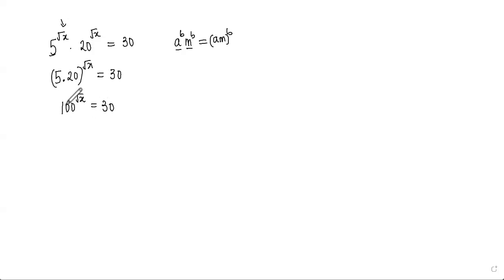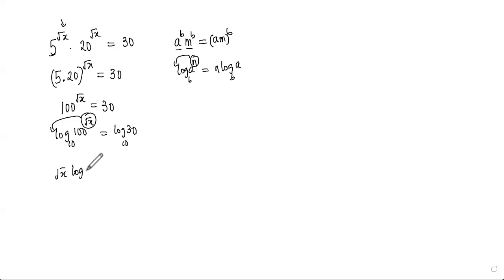Now, the next thing I want to do is to take the logarithm of both sides. I want to take the log 10 of both sides. So that would be like log 10 of 100 to the root x is equal to log 30 base 10. And from the laws of logarithm, if you have log a to the n base b, that's going to be n log a base b, as if to say the n will fall behind the logarithm. So this guy is going to fall behind the logarithm. So we have root x log 100 base 10 is equal to log 30 base 10.